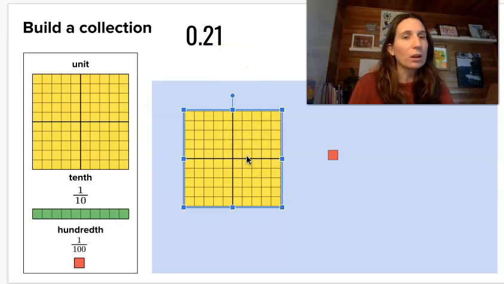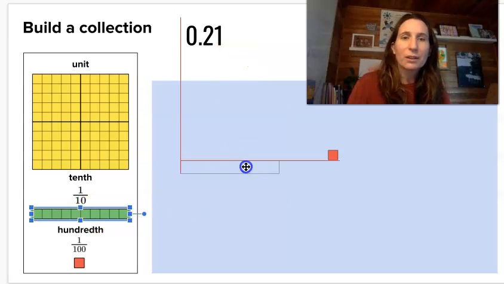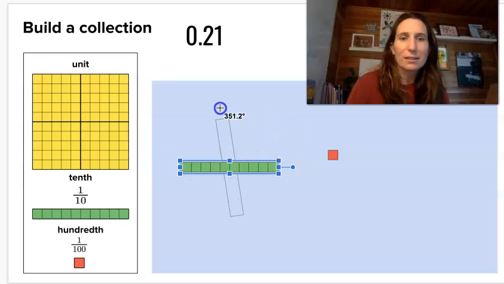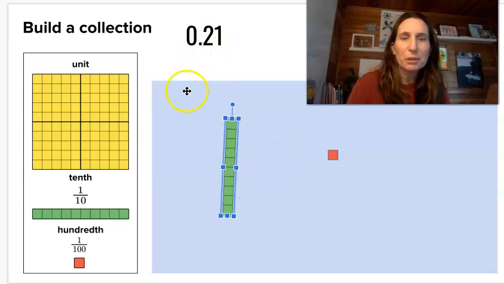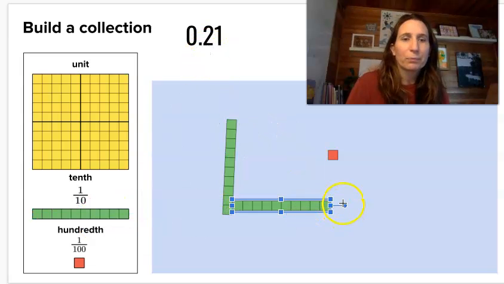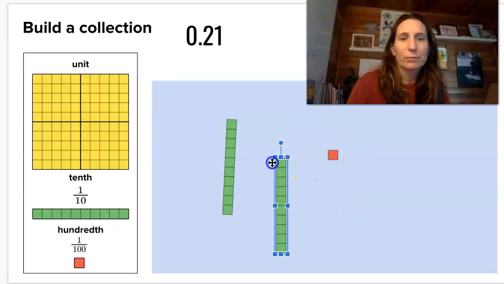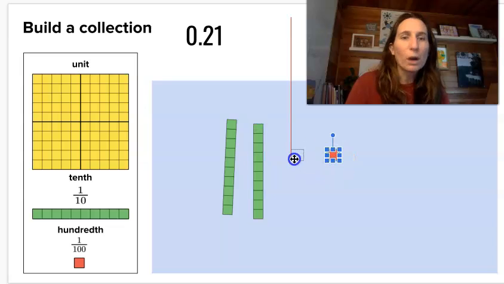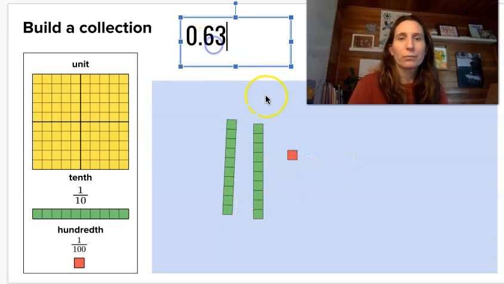21/100ths. There's not going to be any whole numbers. There's 2 tenths. Doesn't matter how we put them. 1/10, 2 tenths, and 1/100th. 21/100ths.